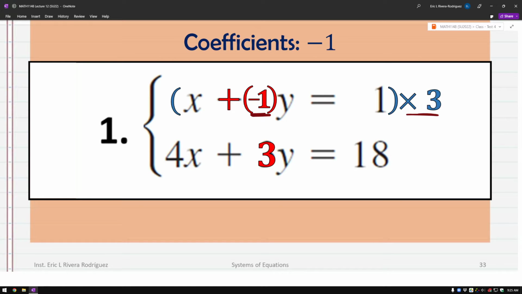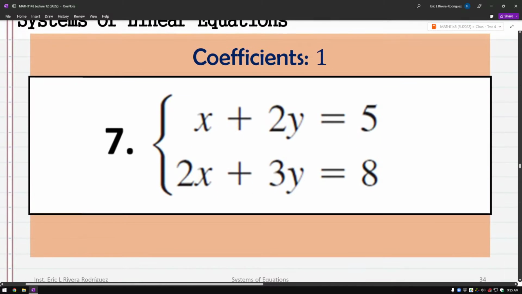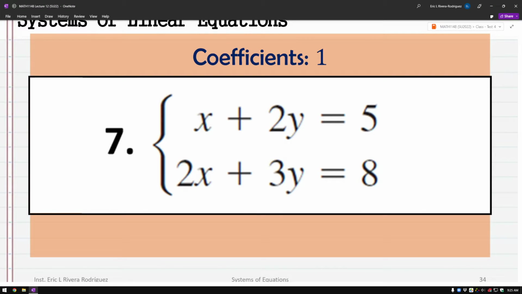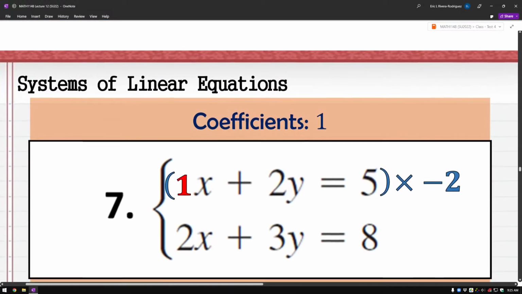So when we don't have initially opposite coefficients, we are going to look for a -1 coefficient. But what happens if we have neither opposite coefficients nor a negative one coefficient? So if we don't have a negative one, we are going to look for just a coefficient equal to 1. For example, that one is there. So it means that we are going to eliminate the x variable, and in order to eliminate the x variable, this is what we are going to do.